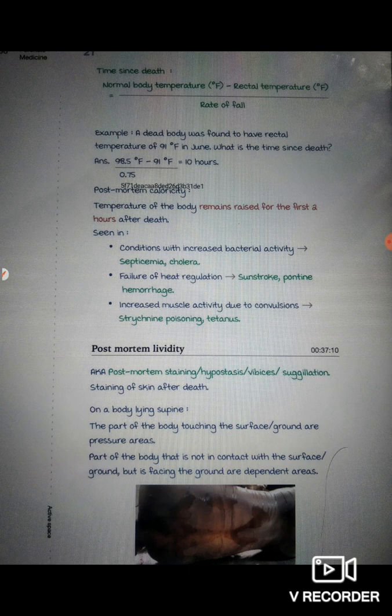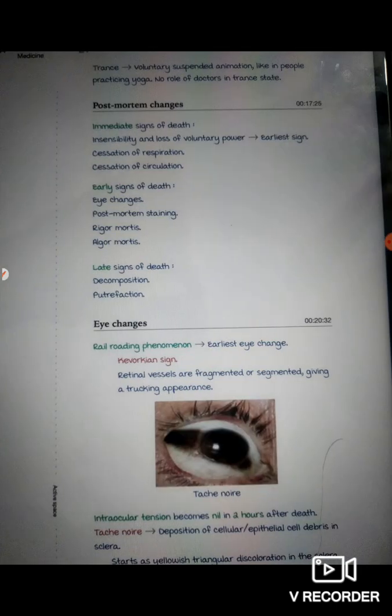There are conditions in which postmortem caloricity is seen: bacterial conditions like septicemia and cholera, conditions where temperature cannot be regulated like sunstroke, spontaneous hemorrhage, and increased muscle activity as in strychnine poisoning or tetanus. And we have seen the eye changes: Kevorkian sign, railroading phenomenon, tache noire. We've seen the vitreous humor concentration, where potassium and hypoxanthine increase and glucose decreases, and intraocular pressure becomes nil after 2 hours.